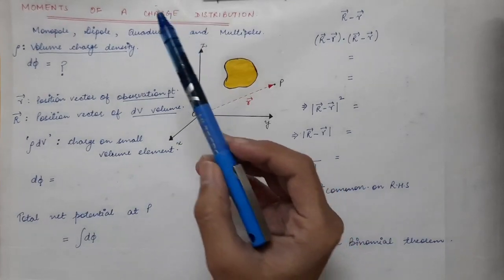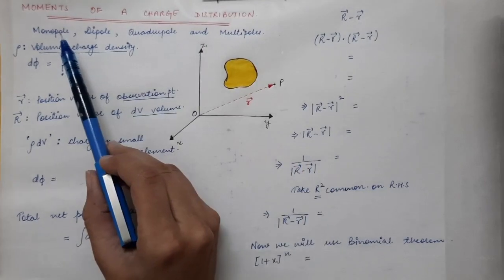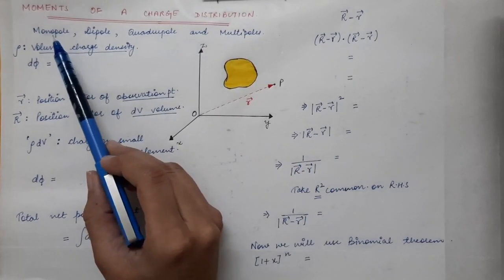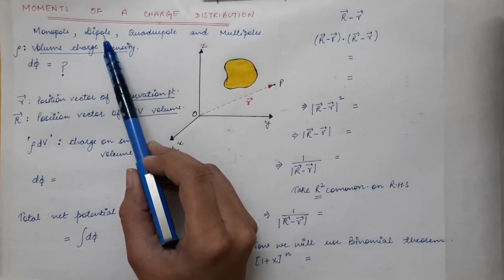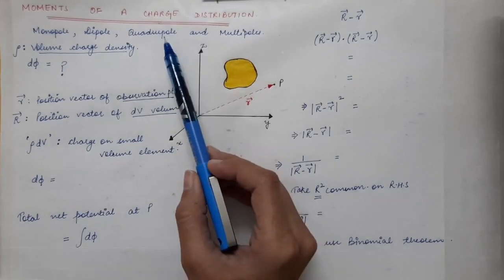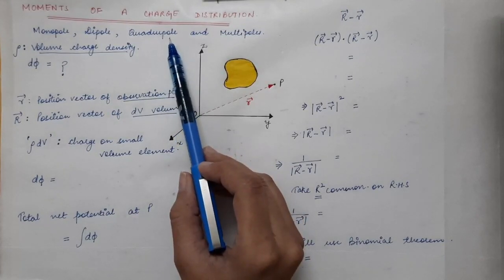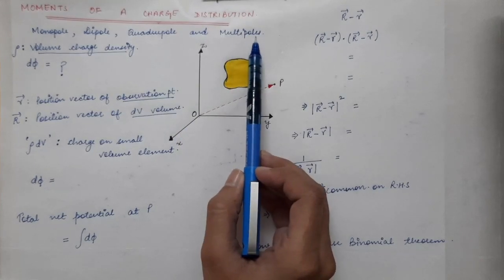In the previous lectures, we found out the potential for the case of a point charge, which was the monopole. Then we found out the potential for the case of two equal and opposite charges, which is called a dipole. Then we found out the potential due to four equal and opposite charges, which is called a quadrupole. And so on, we have multipoles.